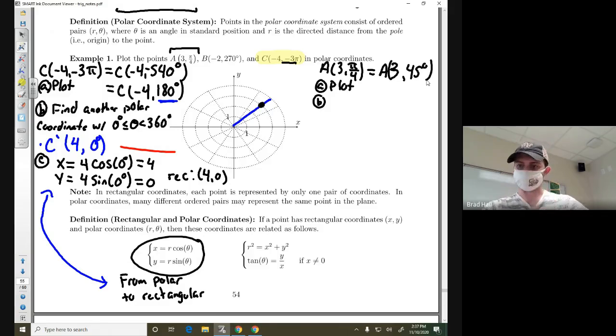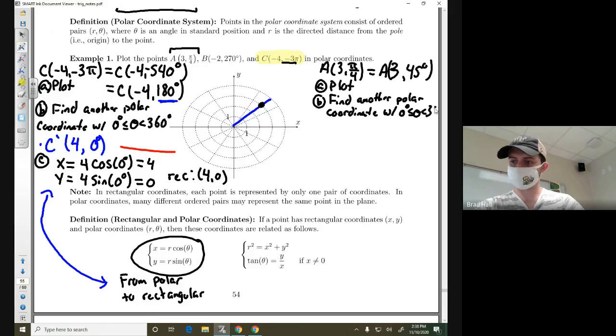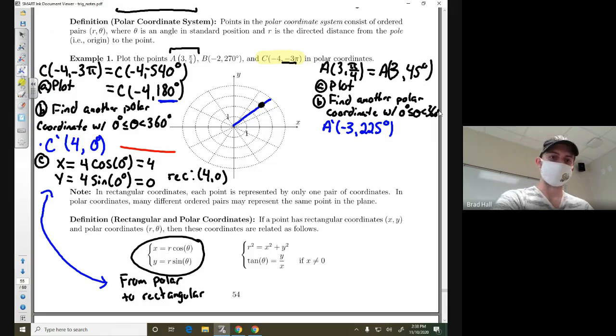Part B, I think I answered this already. Find another polar coordinate with the angle in this interval. -3, I think we said 225, wasn't that it? Yeah, we didn't do C, that's it, okay. So we didn't do C.